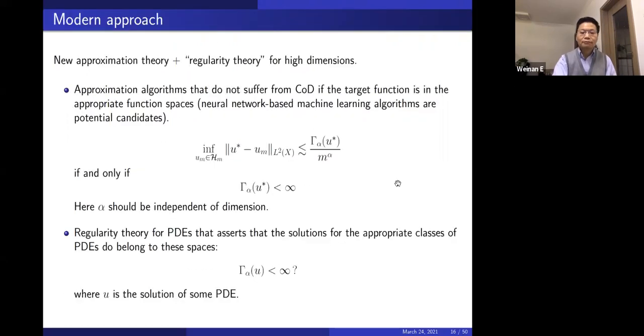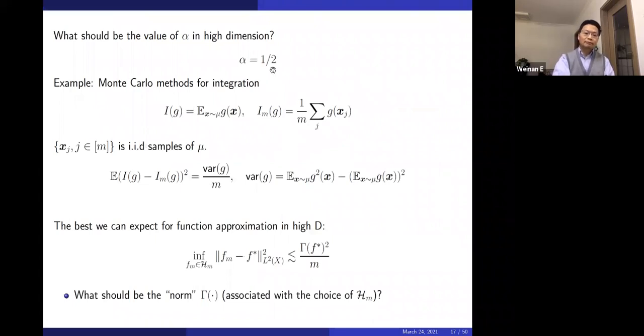So first of all, what should be the value of alpha that we can expect? Well, alpha is half. And the reason is the following. Think about computing integrals or computing expectations. Then Monte Carlo approximation of the integral gives the following error identity. So this is the Monte Carlo approximation, x_j IID samples of the probability distribution mu. Then we have this identity here. And you see that the exponent does not depend on dimension. There's no 1 over d here.